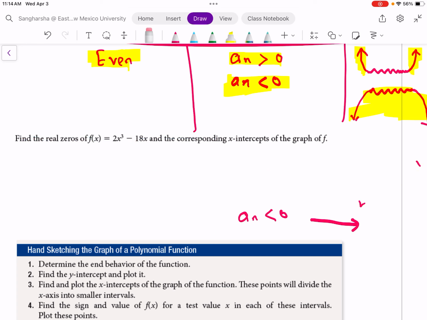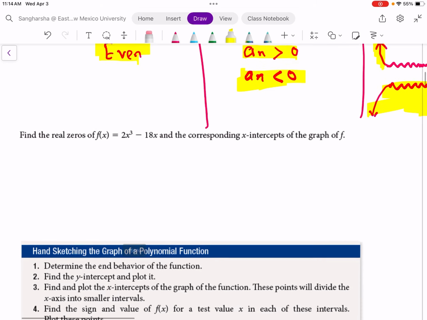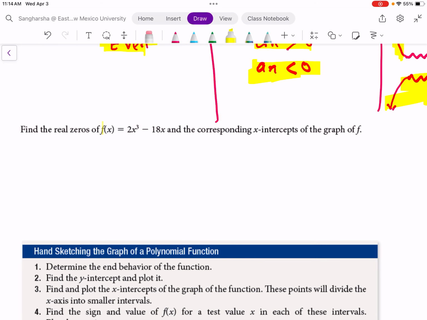We need to find the real zero of this function. So we have this polynomial function, and the corresponding x-intercept of the graph of this function. We are looking for the real zero for this function. Now we did find the real zero for the quadratic function. Now what does it mean by the real zero? What are we trying to find here?